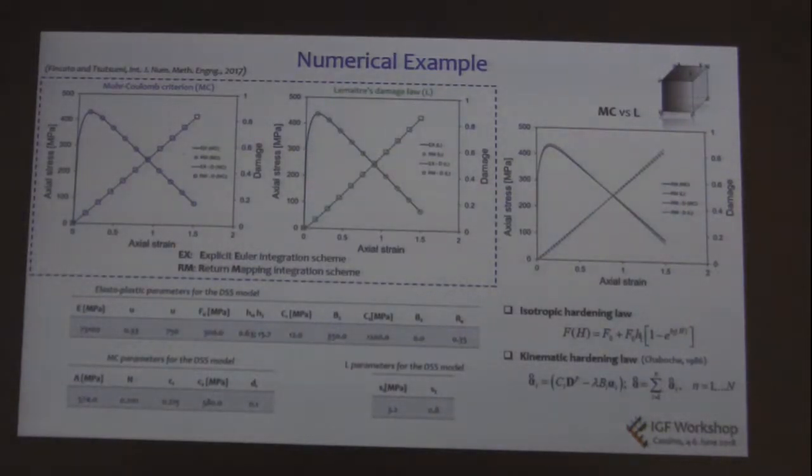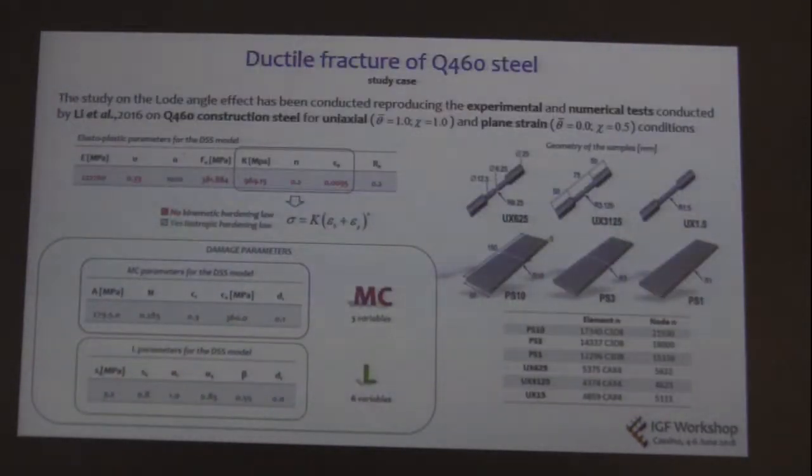So this simple numerical example has been conducted just in uniaxial extension for a cubic element, just to show the robustness of the model that can integrate the constitutive equation in both explicit and implicit return mapping strategy. And it shows that the model can, even in implicit integration, catch very well the damage evolution and the stress-strain evolution.